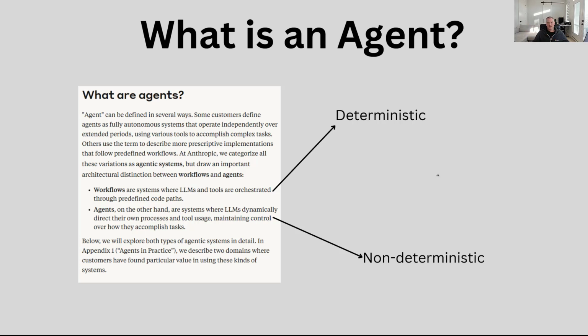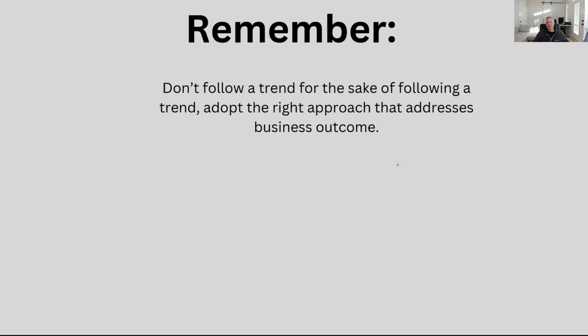Today we're going to talk about this routing pattern, and that is going to be more of the workflow flavor. And that's okay. I think the big thing here is don't follow a trend for the sake of following a trend. Adopt the right approach that addresses the business outcome. You may have situations where you want a deterministic route, and that's fine. My goal with all of this is just to share use cases and patterns as an education vehicle. And then it allows you to use the right pattern for the right scenario. At the end of the day, it's all about getting the right business outcome.